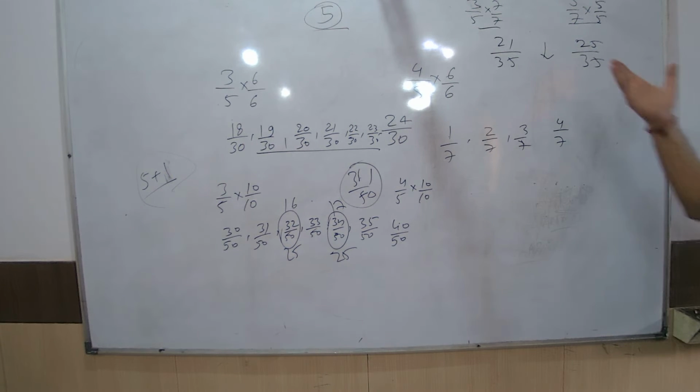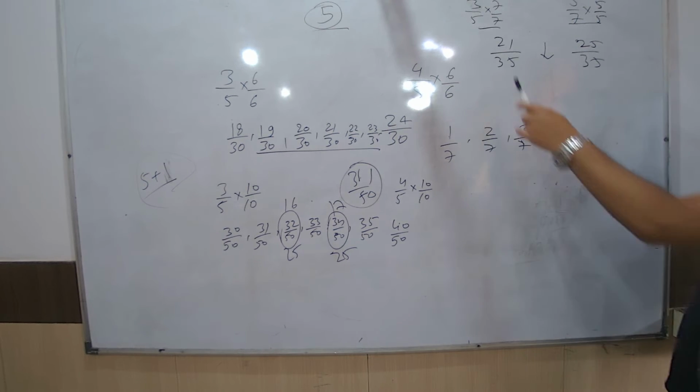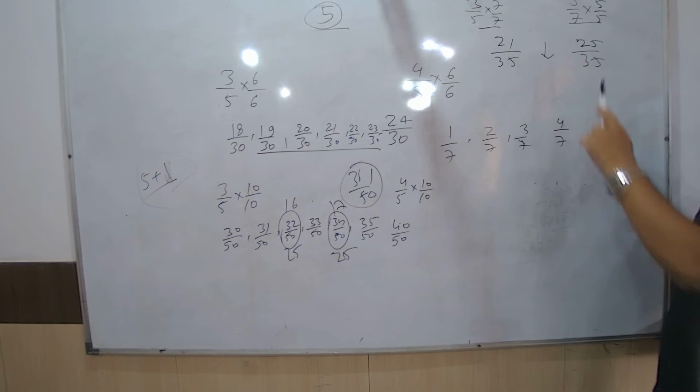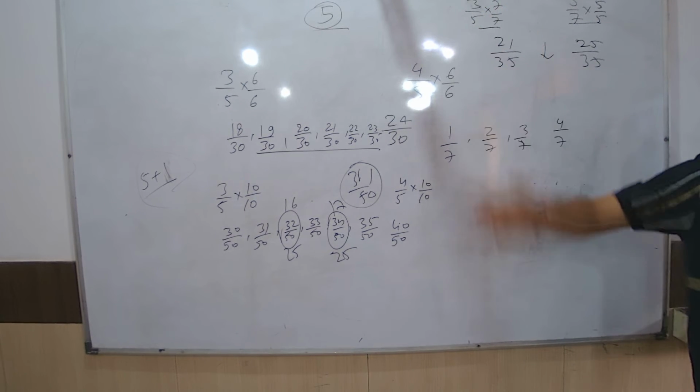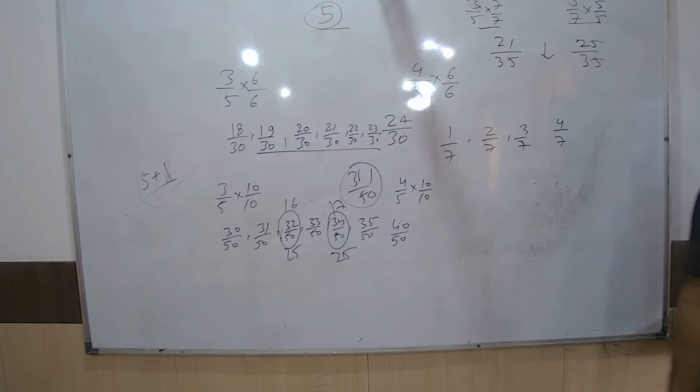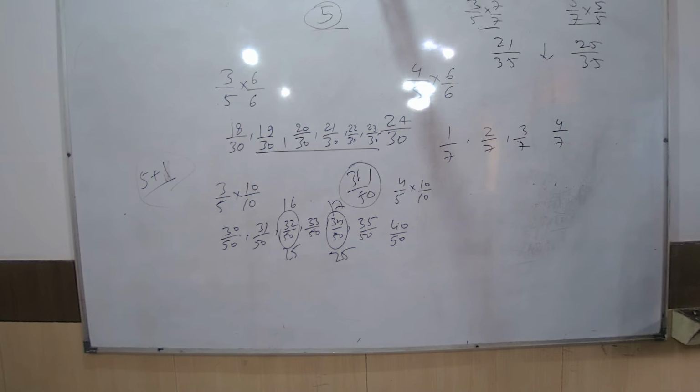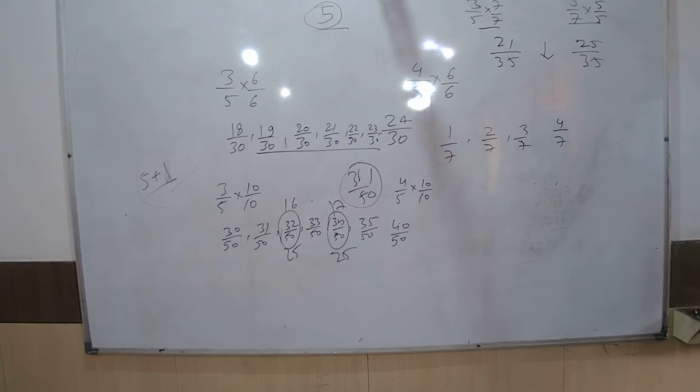If you want more, you can multiply by any other number, like 10. But you have to see that the denominator should be the same. Now you multiply by any number, 2 or 3. Clear? First you have to make the denominators equal. Clear? Okay.